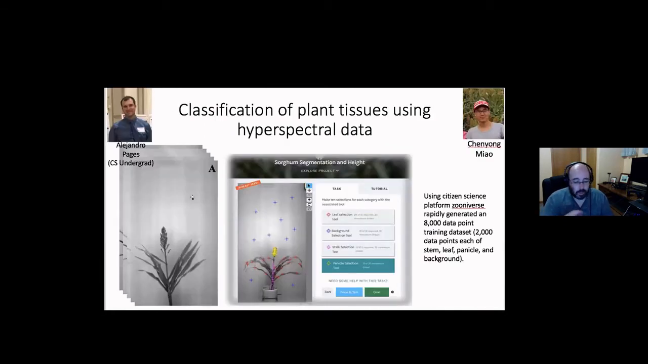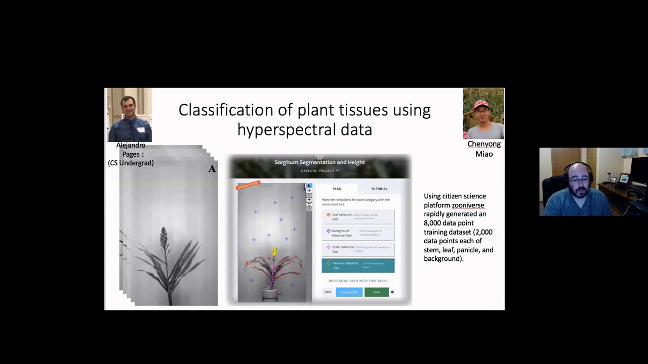So as I mentioned, one of the problems there is that stem has very different biomass from leaf. So what we wanted to do is train a computer to actually separate the stems and the leaves. We did that using an online crowdsourcing platform called Zooniverse, where we put up many of these single bands from hyperspectral photos, asked people to select pixels that were either part of the stalk, part of the leaf, part of the panicle, the flowering structure, or just background.